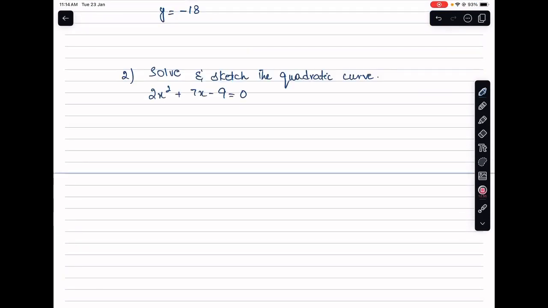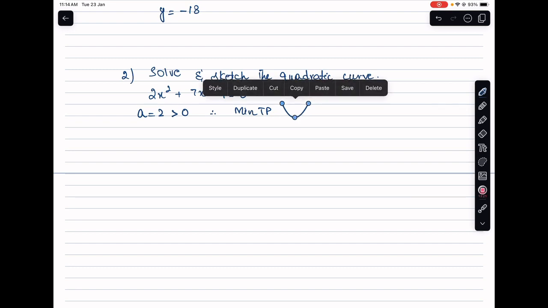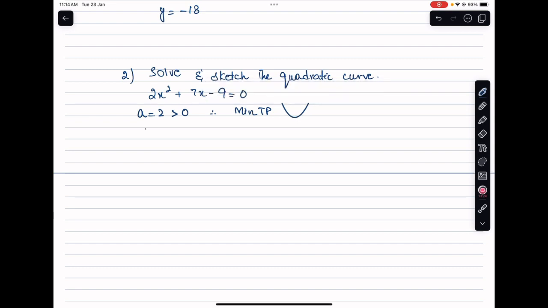Let's solve another equation. Solve and sketch the quadratic curve 2x squared plus 7x minus 9 is equal to 0. So again, just by looking at this equation, I know that my a value is 2, which is greater than 0. Therefore, the curve should have a minimum turning point. I know the shape of the curve very well. I know this is how the shape of the curve needs to be. Then I know that my y-intercept is going to be negative 9 also. So these are the two pieces of information that I have from this equation.